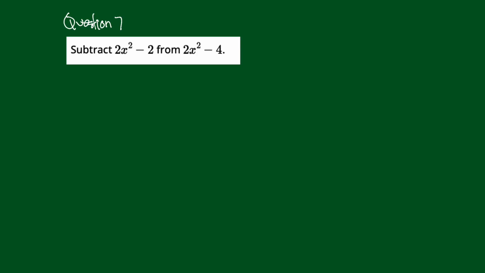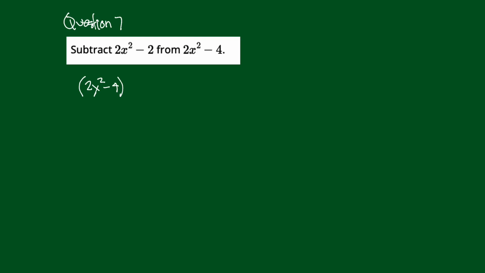Question 7 asks us to subtract this binomial, 2 terms, from this binomial. Now it's a subtraction, but look what we have. It says subtract this from this. Whenever you see that word from, that's your starting point. Whatever follows the word from is where you start. So I have 2x squared minus 4, and I use parentheses to capture all of it. That's my starting point.